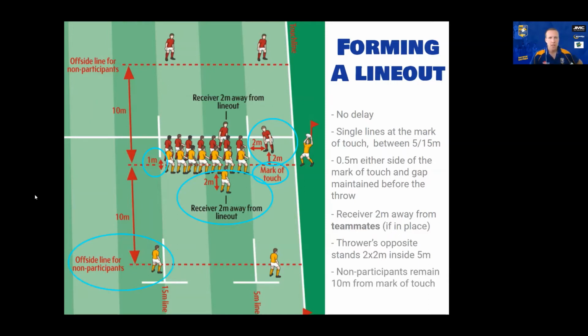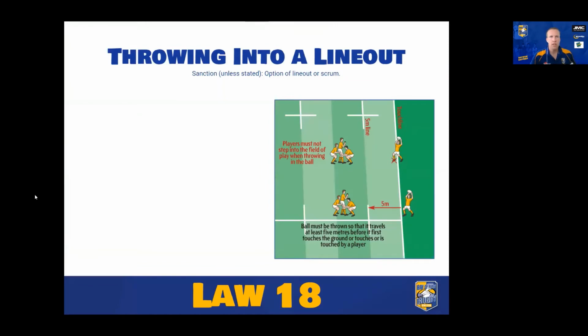And non-participants, anyone not part of the lineout, they have to remain 10 metres from the mark of touch. And we'll go into what offside looks like a bit later on. That's probably the more complicated side of things. Okay, getting the ball into the lineout, throwing in. So all the sanctions here are an option of a lineout or a scrum unless they're stated.